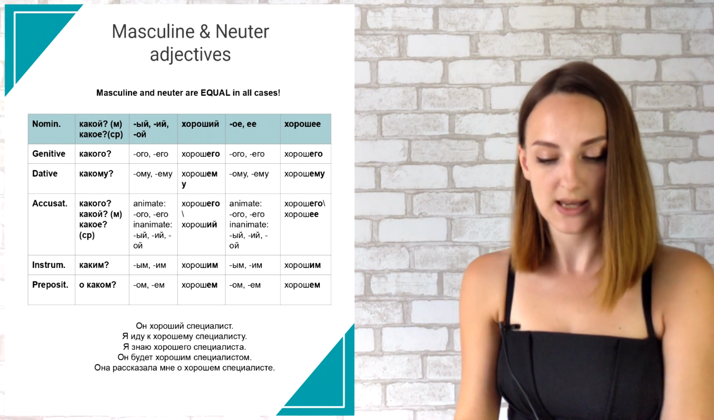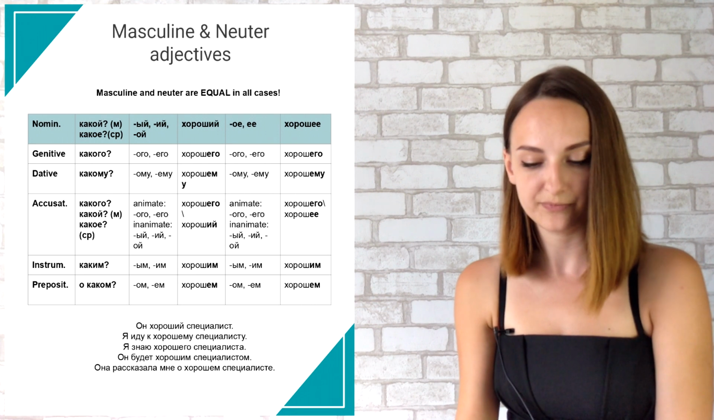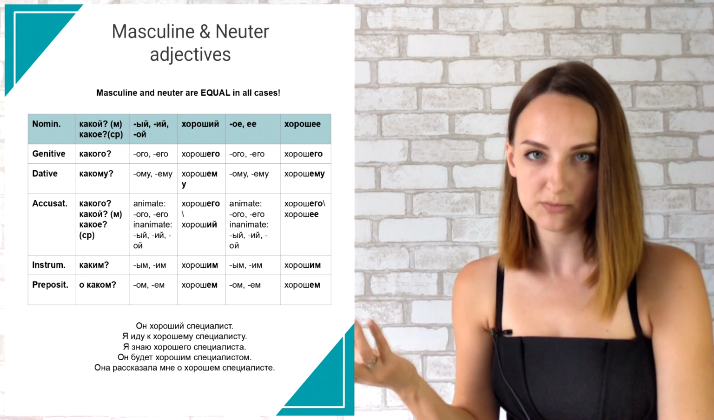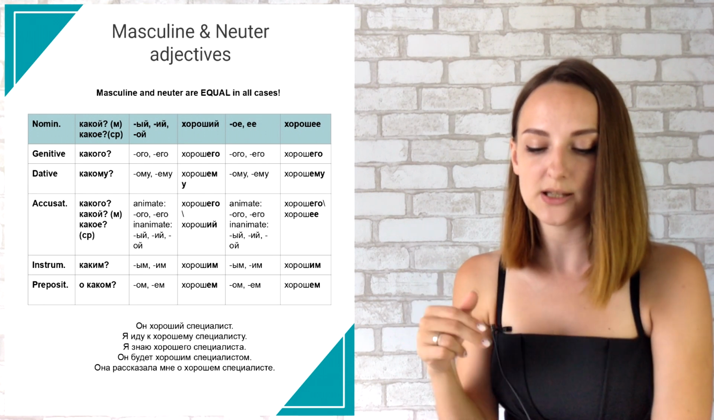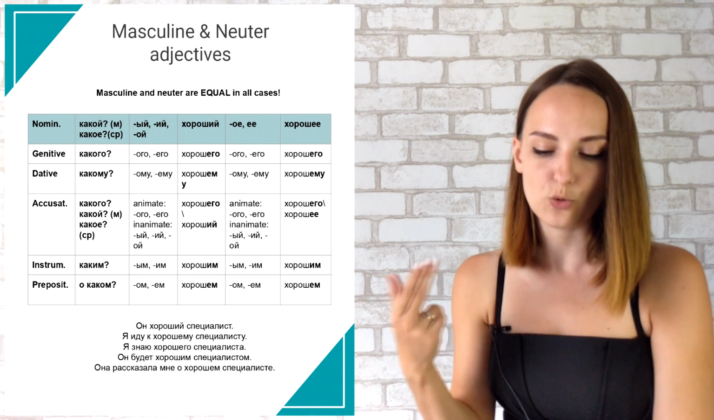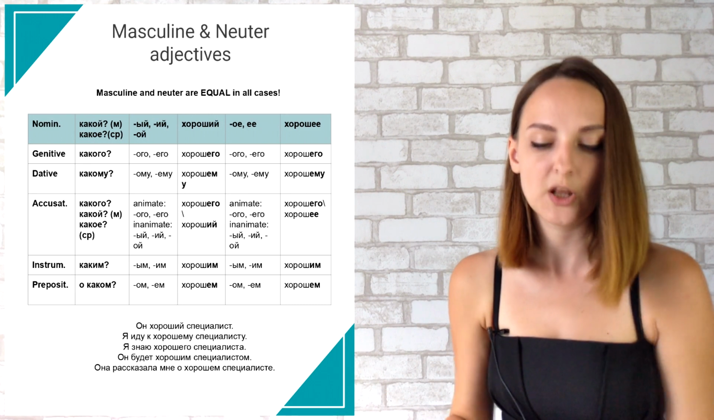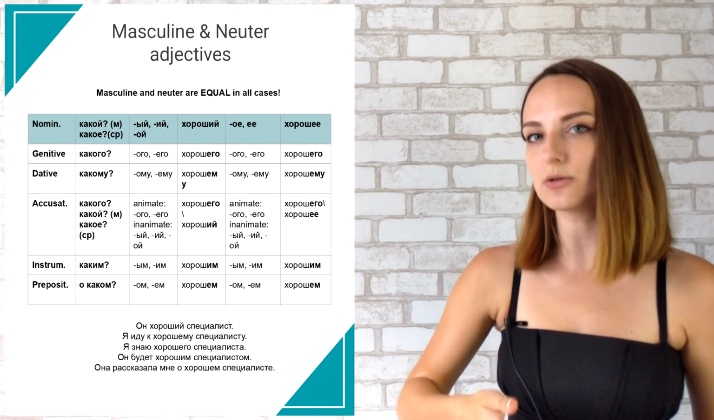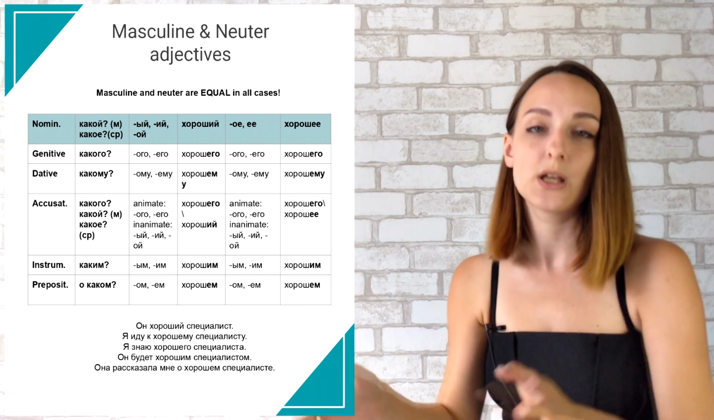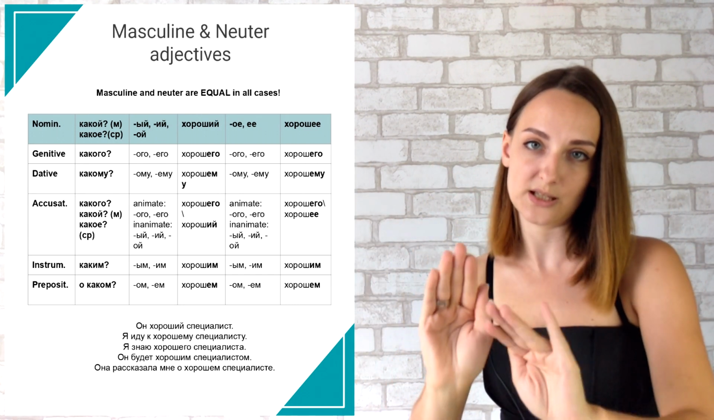Then, for instrumental case, we have the ending им, so хорошим, хорошим, again the same form for masculine and neuter. And in prepositional case, the ending ем, хорошем, хорошем. So, you don't have to learn separate endings for masculine adjectives and for neuter. They are equal between themselves.